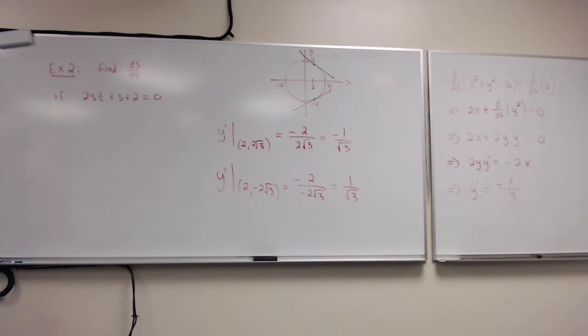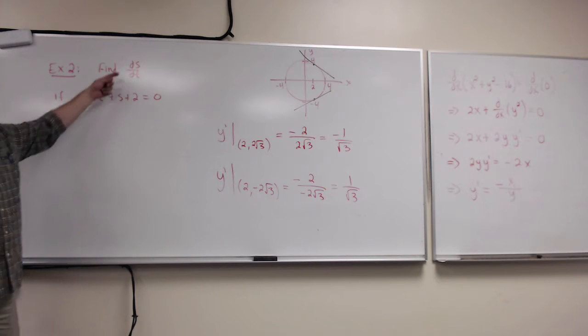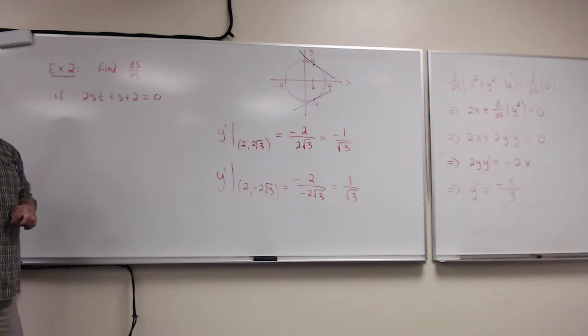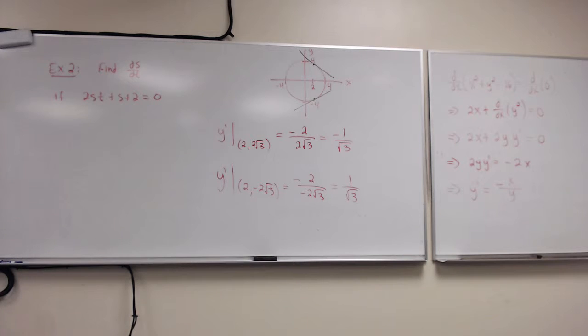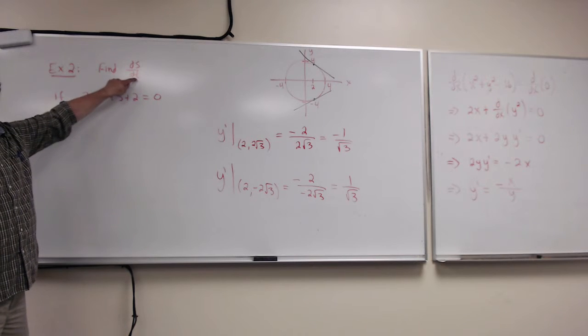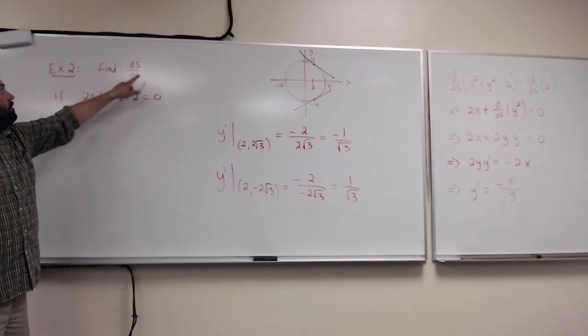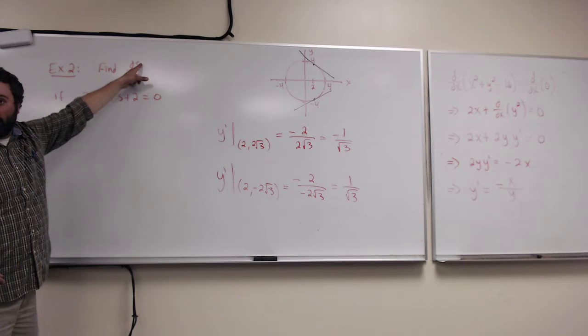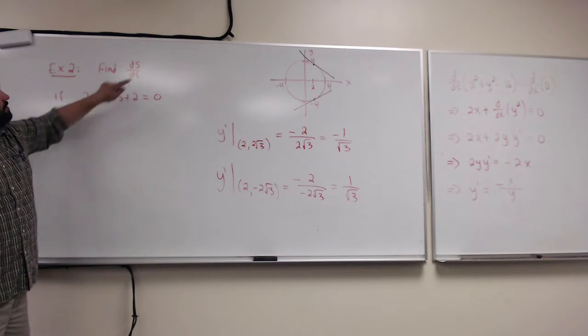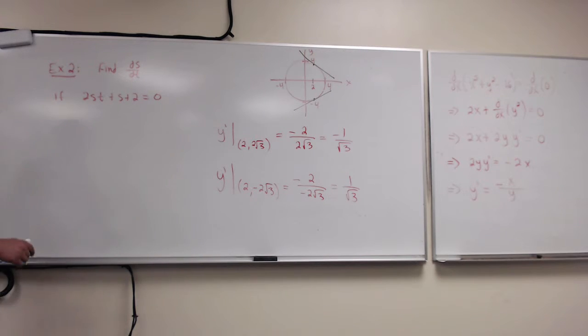Now again, I could factor an s out of the first two terms. I could move stuff around. I could solve for s here and find the derivative of that function with respect to t. But I'm not going to do that. We're just going to leave it as is, and we're going to take the derivative of both sides with respect to t, because the dt is in the denominator. So this means we're treating s as the dependent variable, and we're treating t as the independent variable.